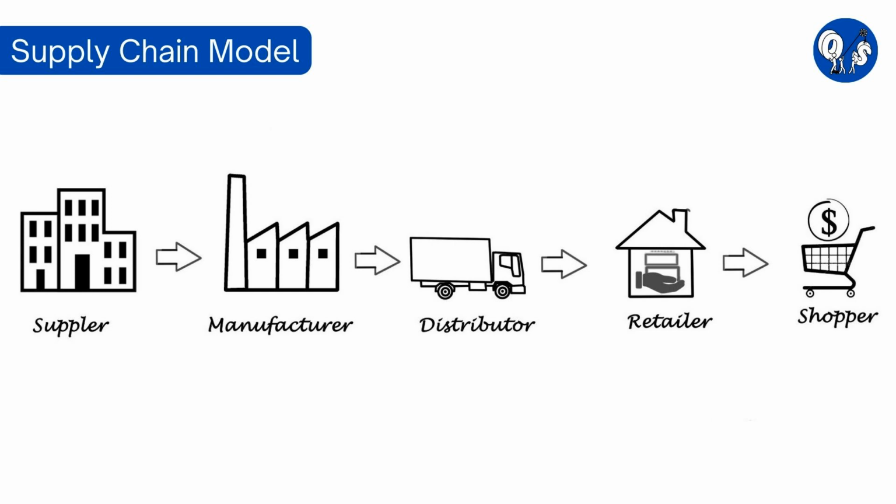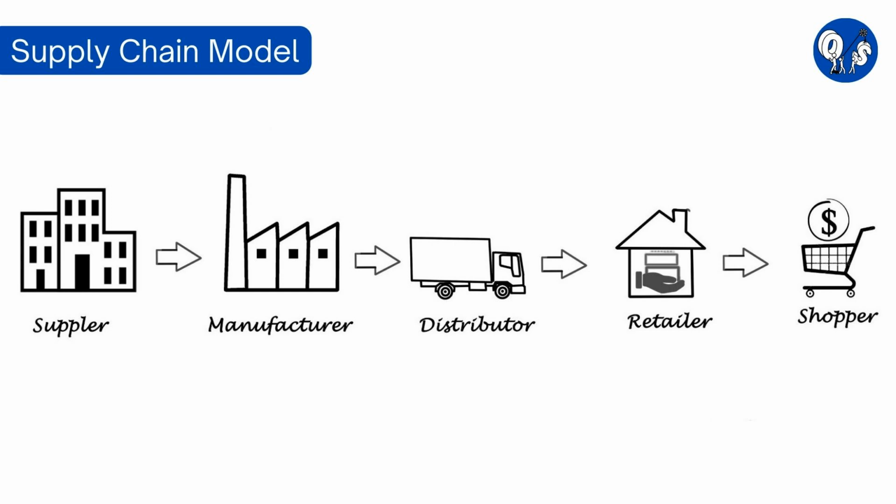Distributor. A distributor is simply an agent who distributes or supplies goods to the retailers. Retailer. A retailer is the one who sells the goods to the public in relatively small quantities for use or consumption rather than for resale. Customer or a shopper: a person who buys goods or services from a shop or from a business.